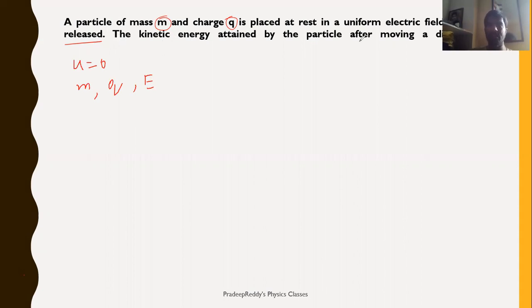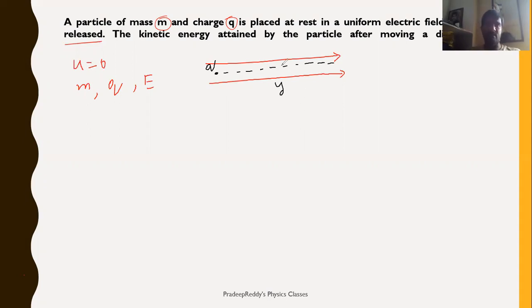The kinetic energy gained by the particle after moving a distance y. Say, for example, the electric field is in this direction and you are placing a charged particle over here. Say it has some charge q. This charged particle, as it is a positive charge, will be traveling in the same direction as that of the electric field. Let me consider that the distance traveled in this direction is y, because it is mentioned as y. Now, in moving a distance of y, how much is the kinetic energy gained by the particle?